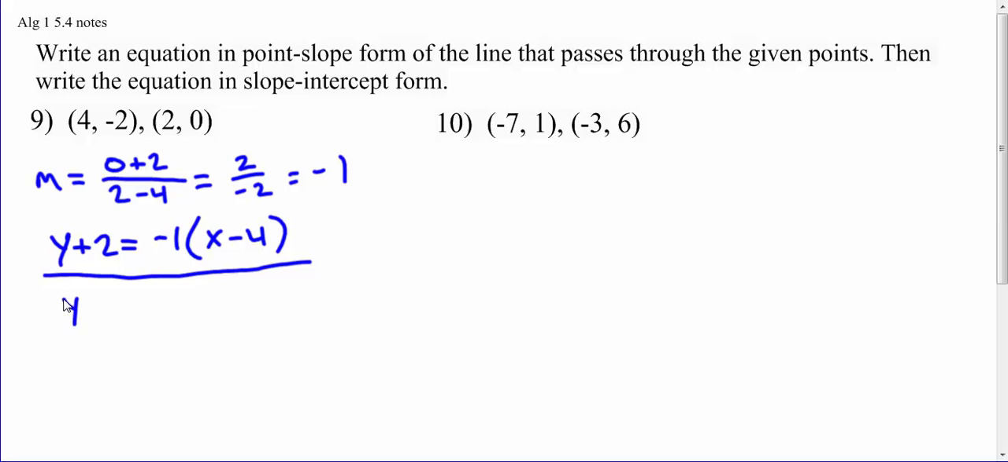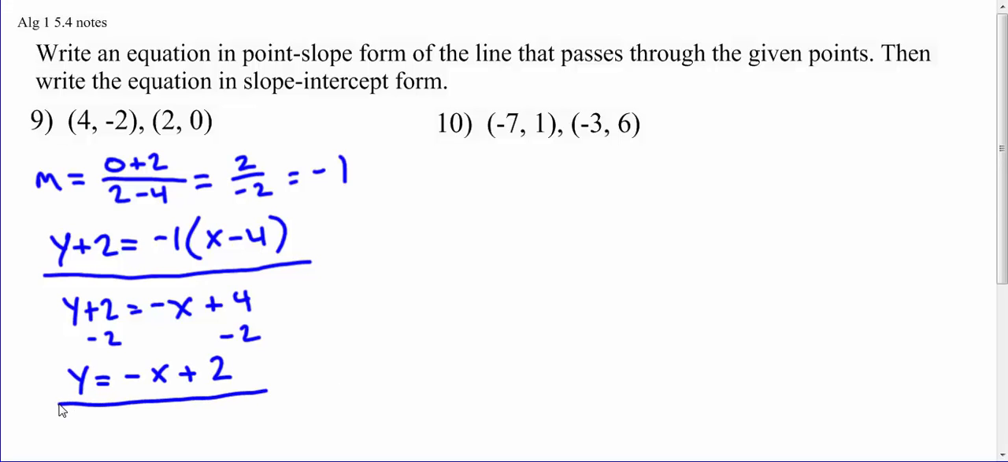So what I'm going to do is actually distribute that -1. So I'll have -1x plus 4. And then I need to subtract 2 from each side. And there's our slope intercept form. Y equals -x plus 2.